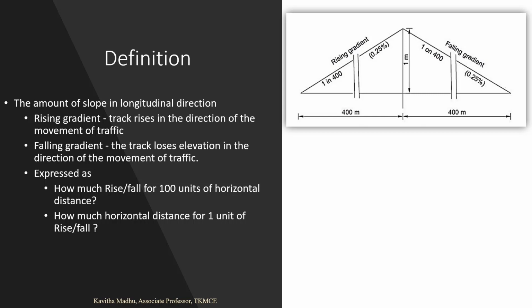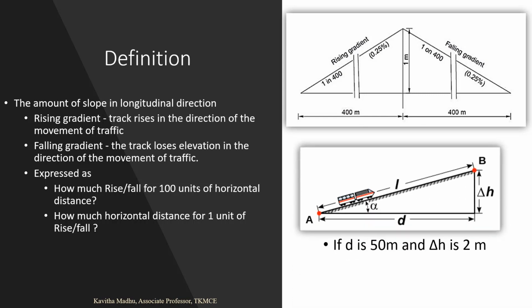It can be represented in two ways. One is by the extent of rise or fall in 100 units of horizontal distance, or it can be represented by the horizontal distance traveled for a rise or fall of 1 unit. So an alignment which rises 2 meters in a horizontal distance of 50 meters would be represented as 4 in 100 or 4%, or it can also be represented as 1 in 25.